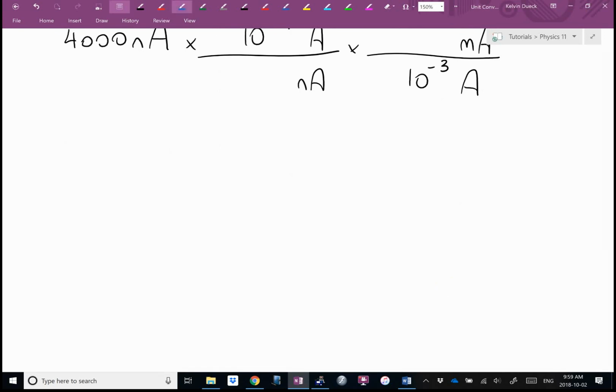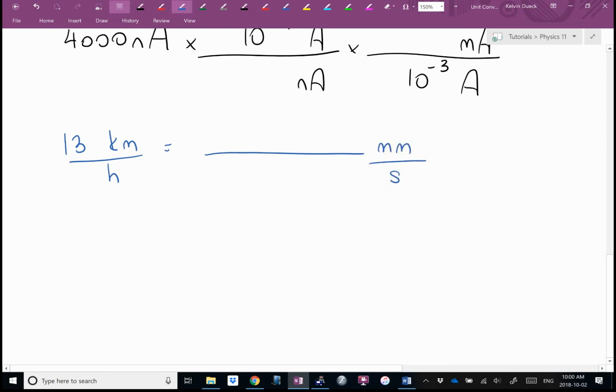Let me think of something legitimate here. Well, sorry, let's do it this way, Mr. Dueck. Kilometers per hour equals, and let's convert that to millimeters per second. Do you see what I mean by a two-step, two-step? We're going to have to take care of kilometers, and that's probably going to take a couple of steps, and we're going to have to take care of hours.